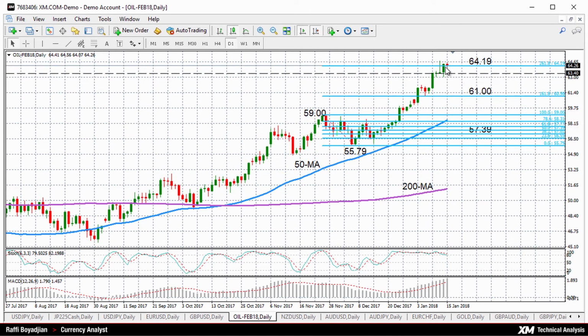But if the downside momentum should continue in the coming days, we're likely to see 63.40 acting as the next support area, but a break below that level could drive it back towards the 61 level. If you look at the medium-term picture, look at the MACD, we can see that the medium-term bullish picture has been strengthening, with the MACD rising steeply and comfortably above its red signal line.